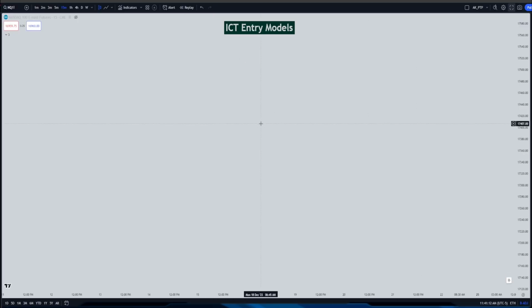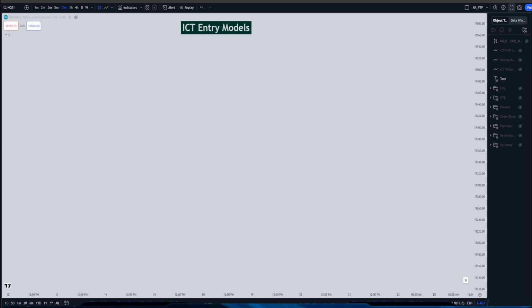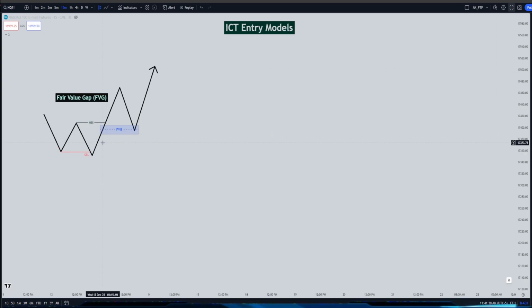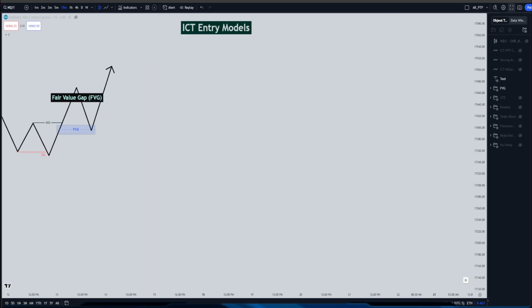Today, as promised, I'm going to talk about the ICT entry models. I have selected a few major entry models that I use for myself, and I will give you guys some idea how I use them. The first entry model that I use is fair value. What you want to see is price taking liquidity, giving you market structure shift, creating fair value on its way up. When market structure shift is happening, creating fair value, we enter from the fair value, or there can be multiple fair values. I'm coming one by one. So fair value gap is one of his entry models that we all know.